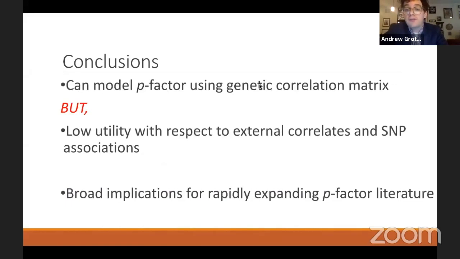We can also model a P factor using the genetic correlation matrix, but at the same time, we find that that has really low utility with respect to external correlates, and in particular with respect to individual SNP associations, which we think has some pretty broad implications for what is a rapidly expanding P factor literature, where our sense of things is that we should really be looking for factors that have this utility at different levels of measurement. So while I'm not saying that genetics should stand above other levels of measurement, I think that the fact that these genetic variant relationships are really not holding up for the P factor should give us some pause with how much we move forward with the P factor.